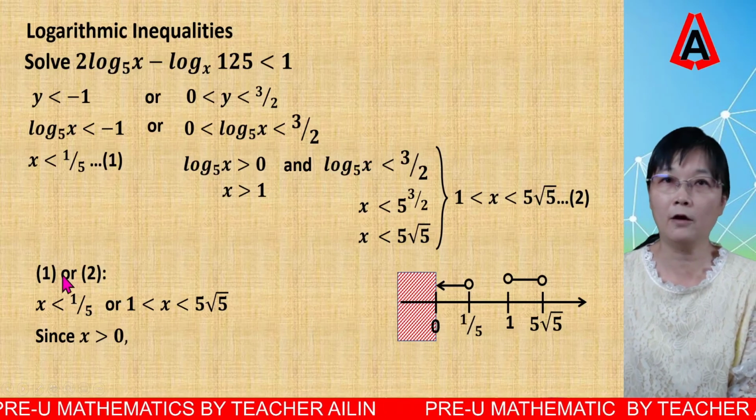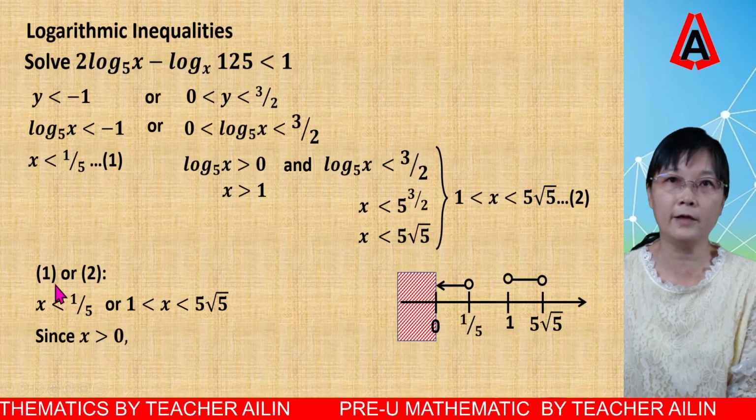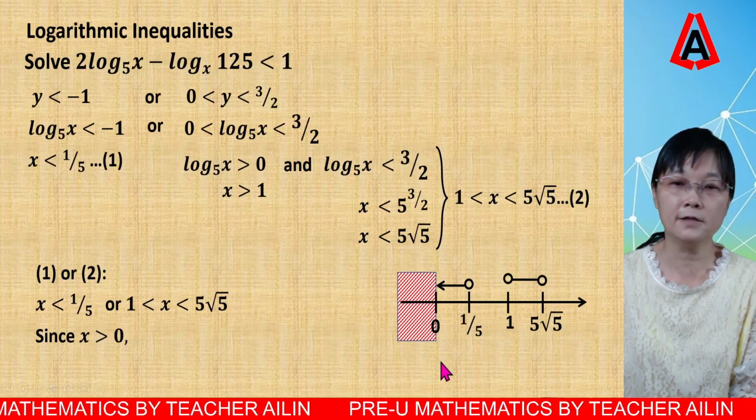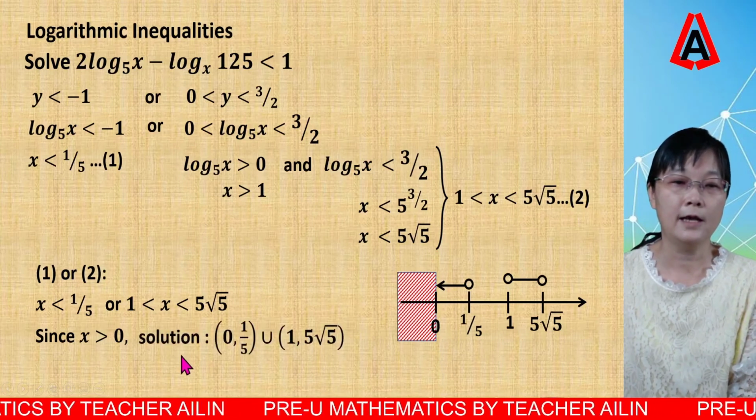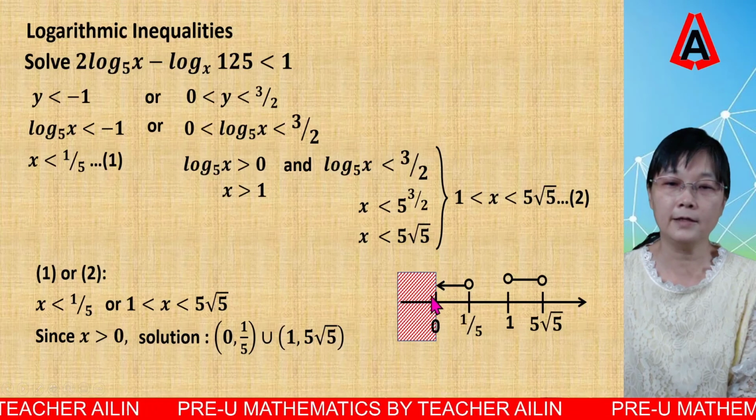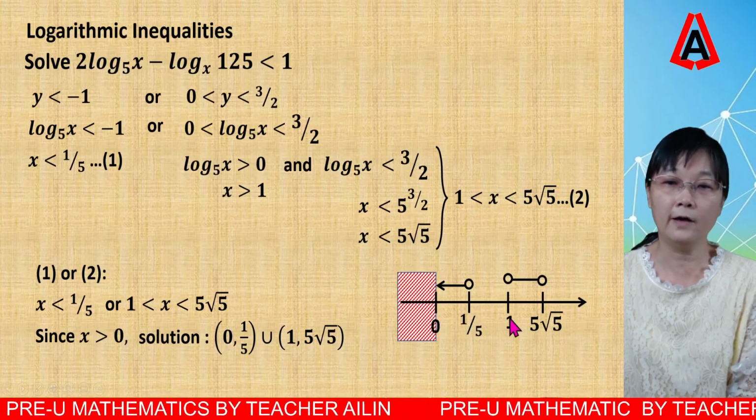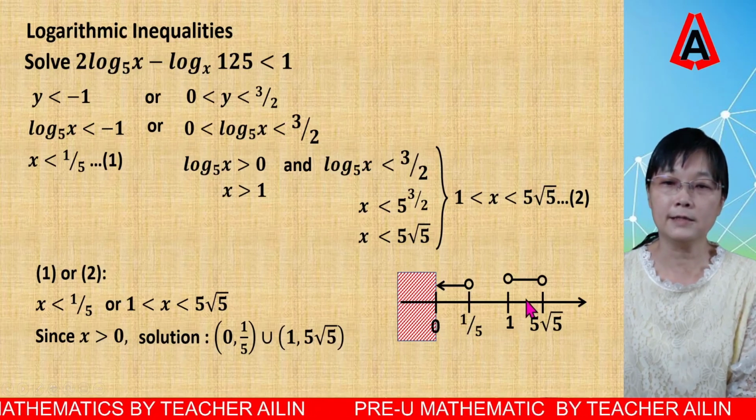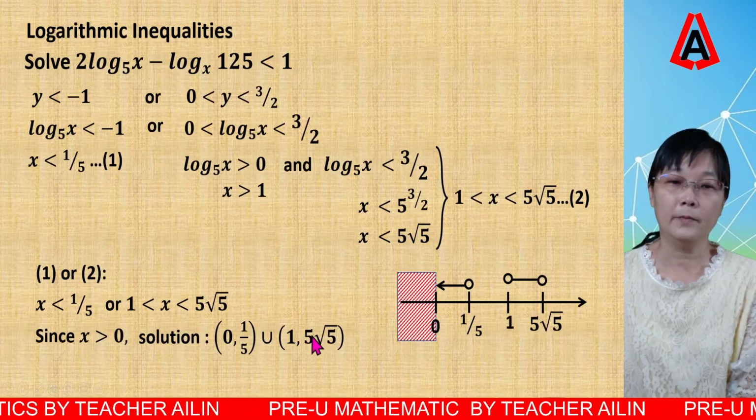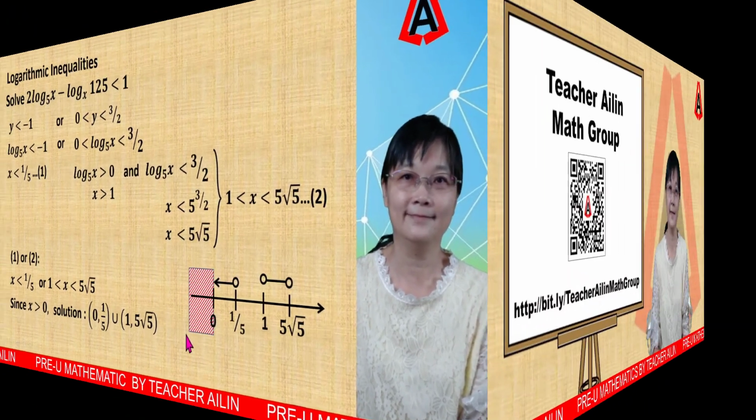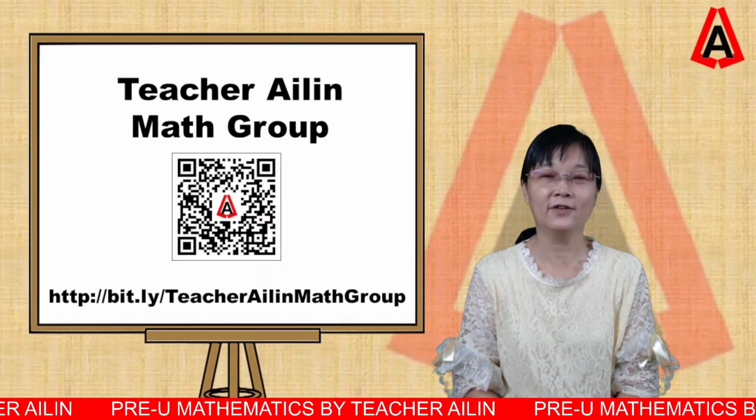And since we combine these two sets of values of x with or, therefore the final solution is x is greater than 0 but less than 1 over 5, or x is greater than 1 but less than 5 square root of 5. I think that's all for now.